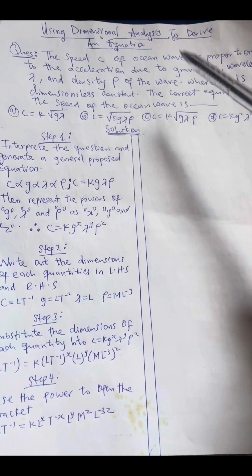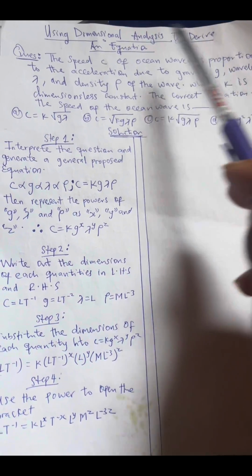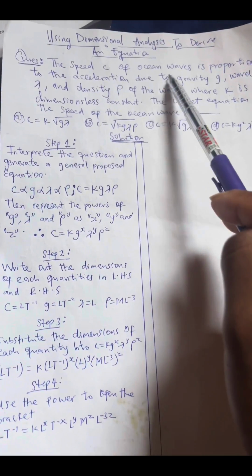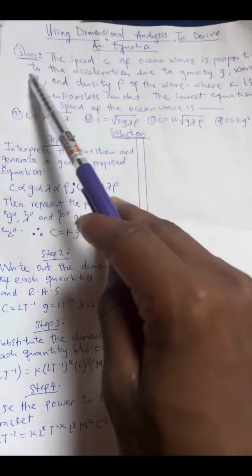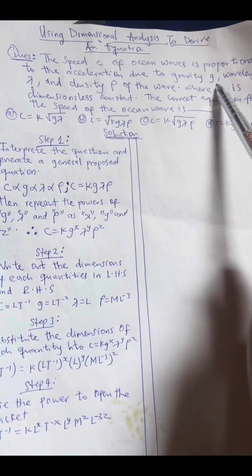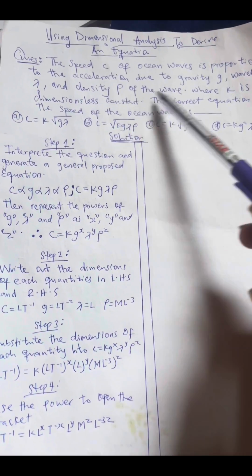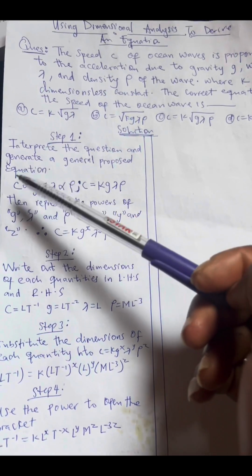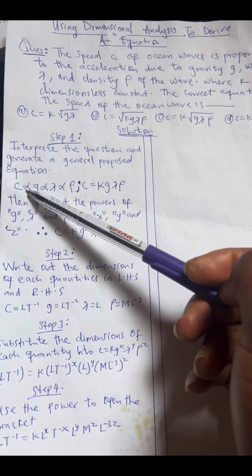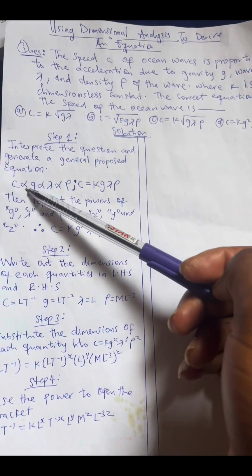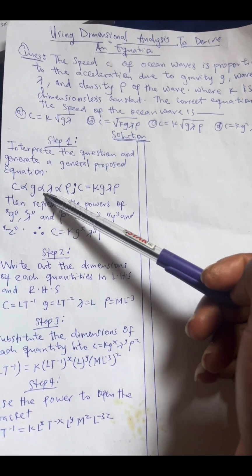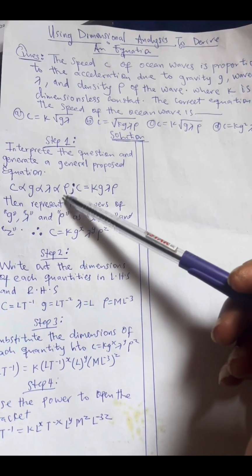So therefore, we are going to say that this proportional is what? Directly proportional. So this c is speed. It is proportional to the acceleration due to gravity g, wavelength lambda, and density rho of the wave. So we are going to say that this sign that is here represents the proportional sign right there. So we are going to say that this c is proportional to g, proportional to lambda, proportional to rho.